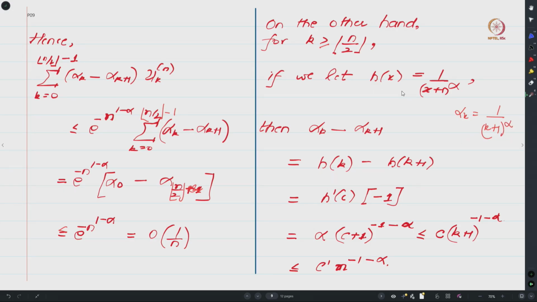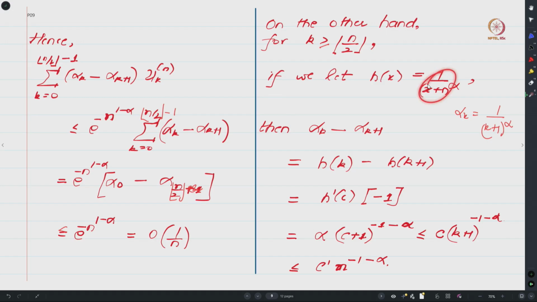Hence if I define h of x in this fashion, in place of x if I put k, then I would end up with alpha k over here, right. And similarly alpha k plus 1 is h of k plus 1. Again these are all well defined quantities which are continuous and differentiable when k is finite, and hence one can make use of again the mean value theorem to conclude that h of k minus h of k plus 1 will equal h prime c times the difference between k and k plus 1, which is minus 1.